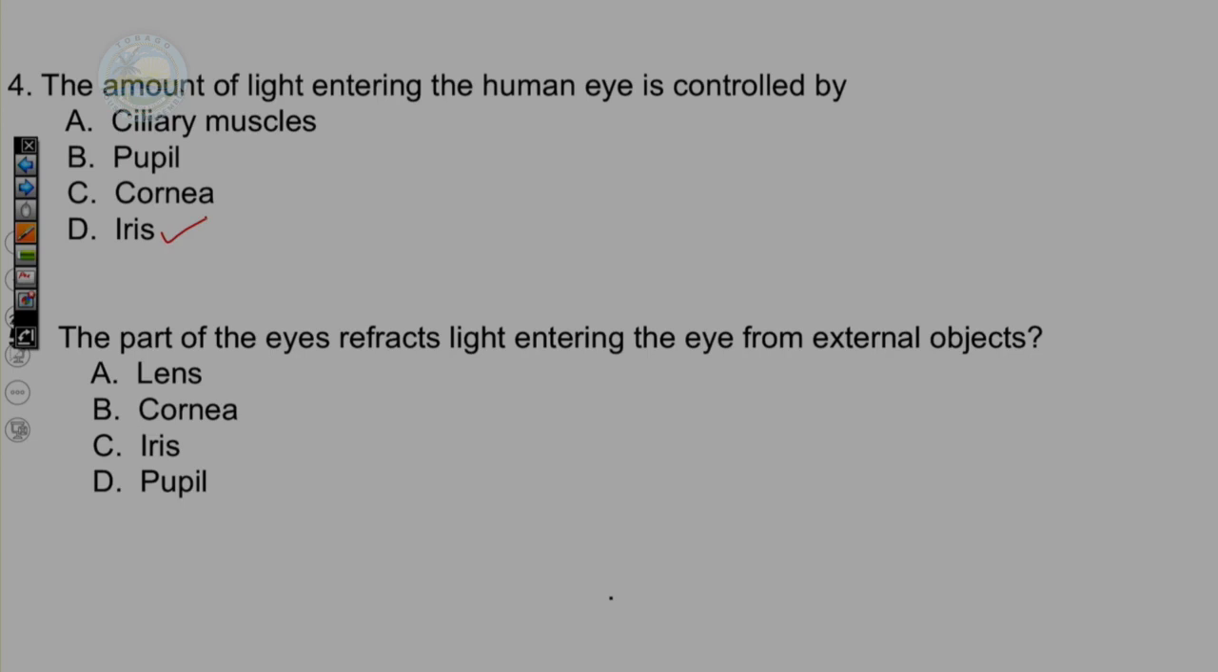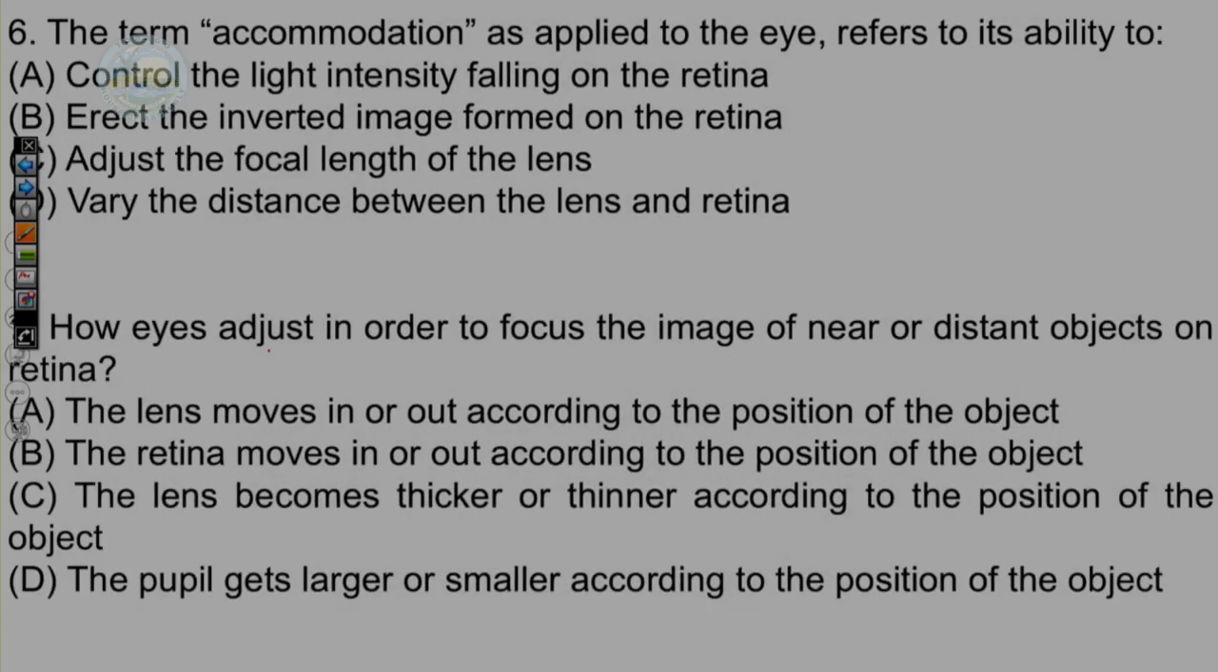Remember, the iris is the one that has your radial and your circular muscles which will contract and relax and control the amount of light. The pupil simply lets light in. It has no control over how much light enters. Number 5, the part of the eye that refracts light entering the eye from extended objects. Lens, cornea, iris, or pupil? And we know that it is the lens which refracts the light from external objects.